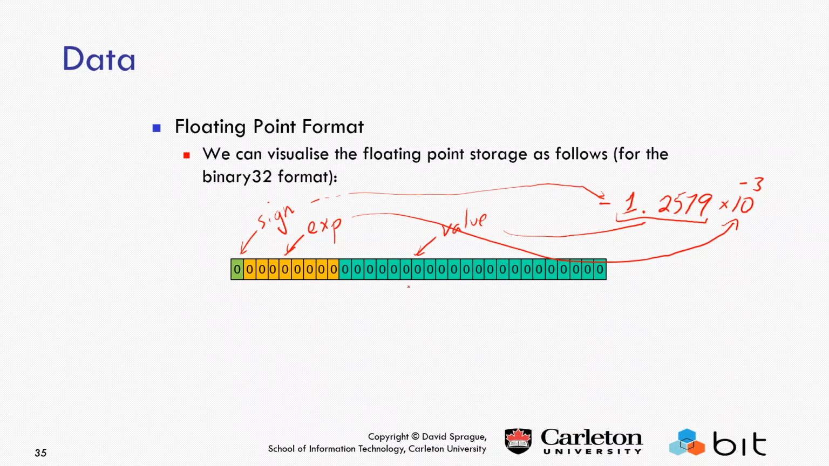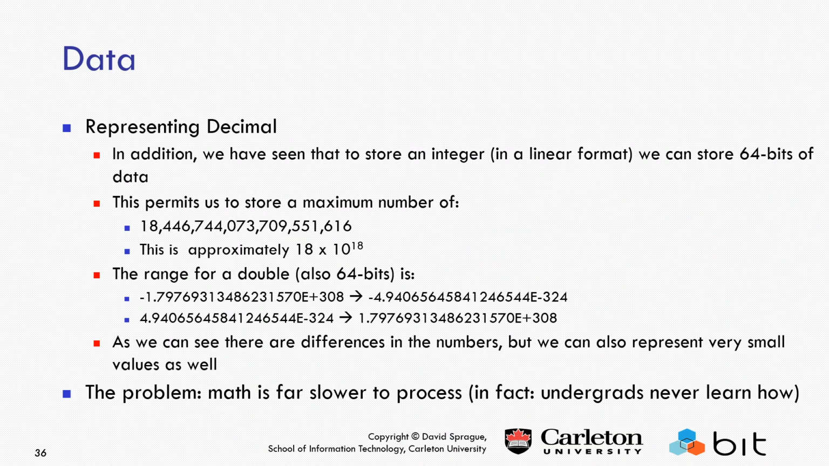We have the value that we're actually doing here, and then we have a sign bit on the front. And with that, we actually can represent a really quite a large range. So the maximum value is this 18, whatever crazy number that is, right? For 64 bits of data at least. This is 18 times 10 to the 18 as the largest value. The range for a double of 64 bits can go all the way down to this ridiculously large negative number, to this ridiculously small negative number, to this ridiculously small positive number, to this ridiculously large positive number, right?